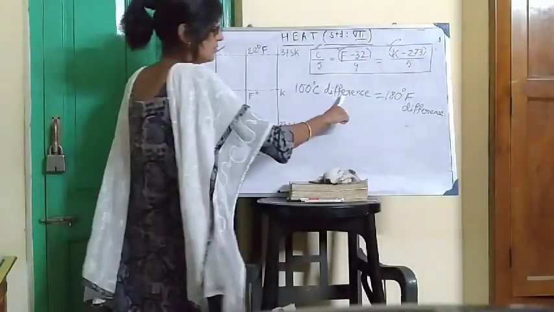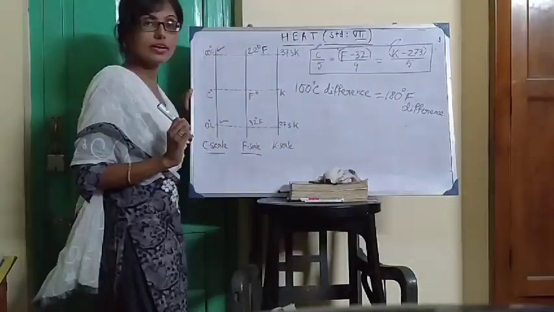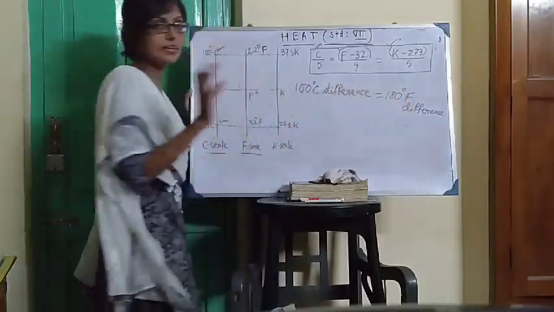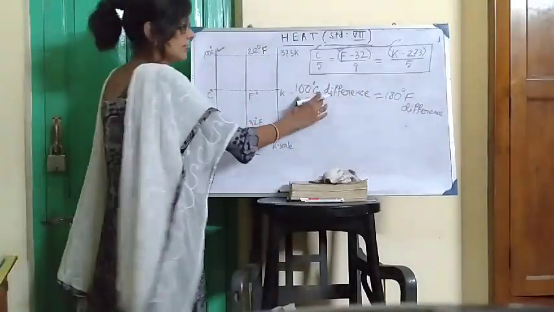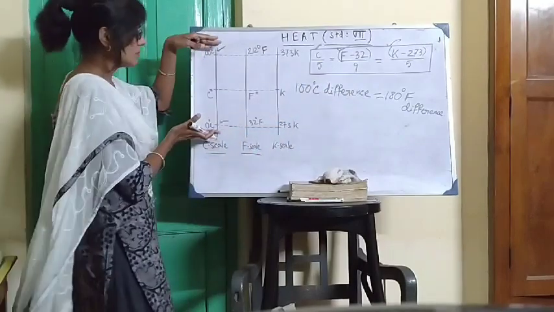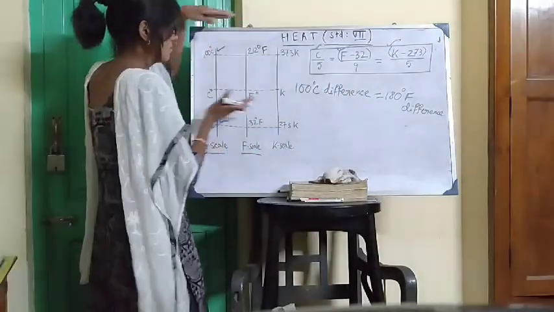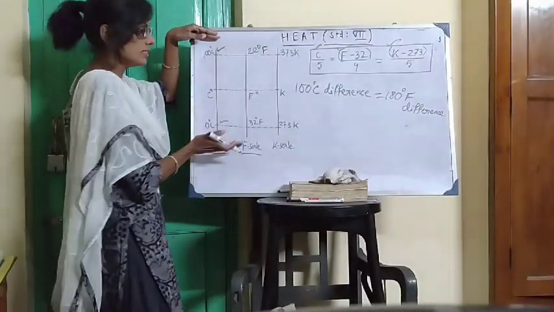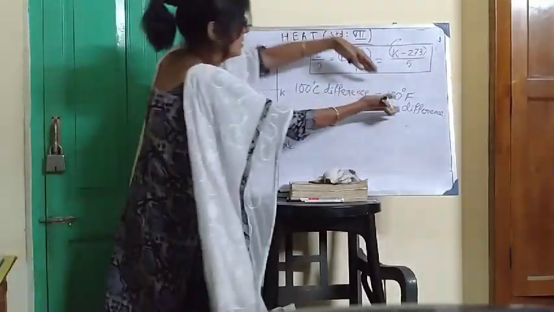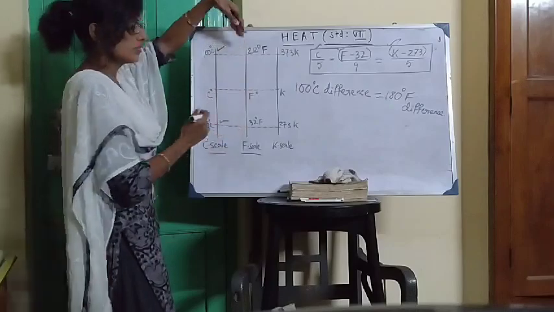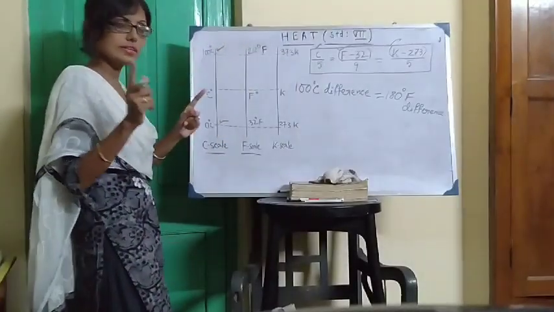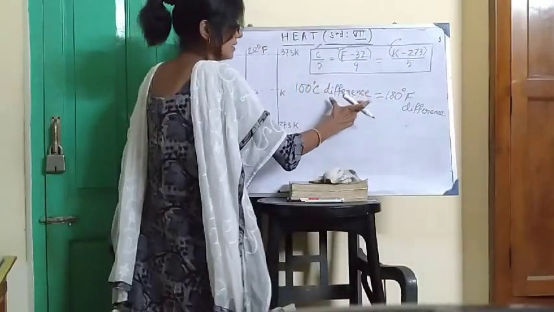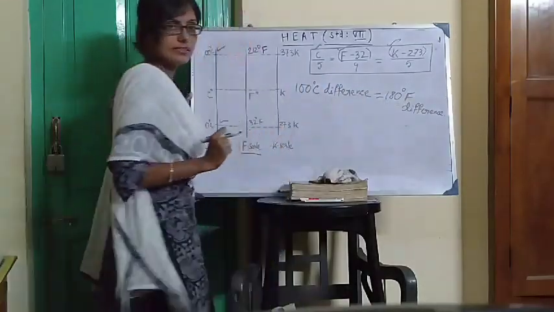Right? The term difference is very important. Why? Because 100 degree Celsius and 180 degree Fahrenheit both are not same. It is 100 degree Celsius difference, the difference between two temperatures. The difference between upper fixed point and lower fixed point in C scale is equal to the difference between upper fixed point and lower fixed point of F scale, means Fahrenheit scale. These two differences are same. So you have to mention the term difference on both the sides.